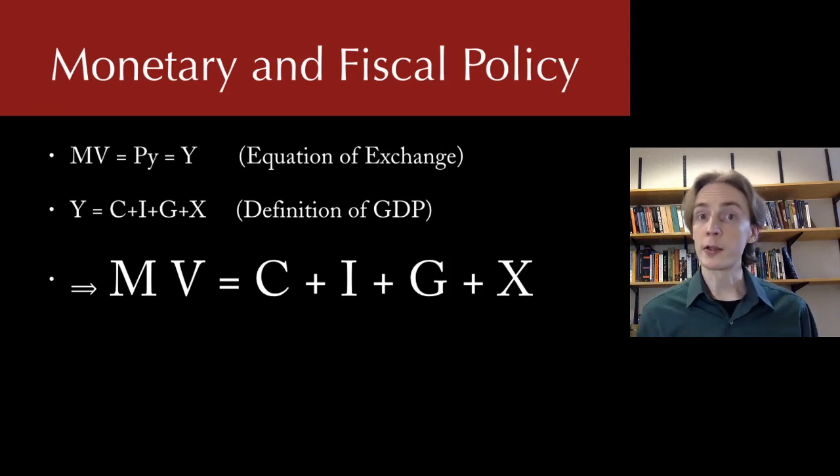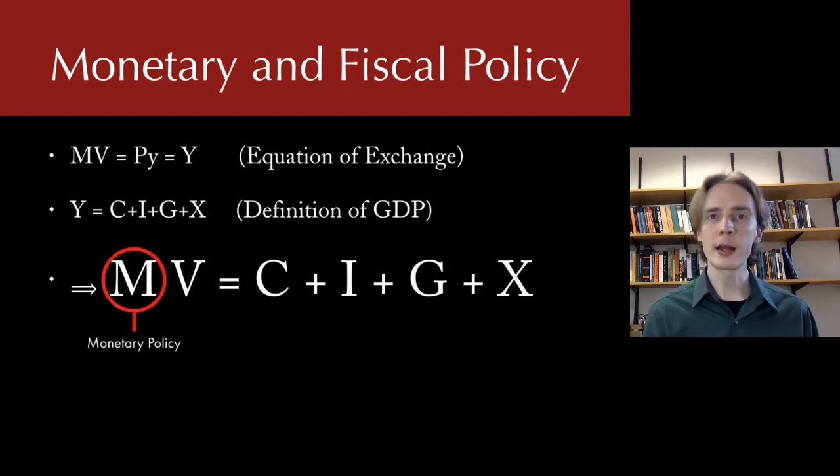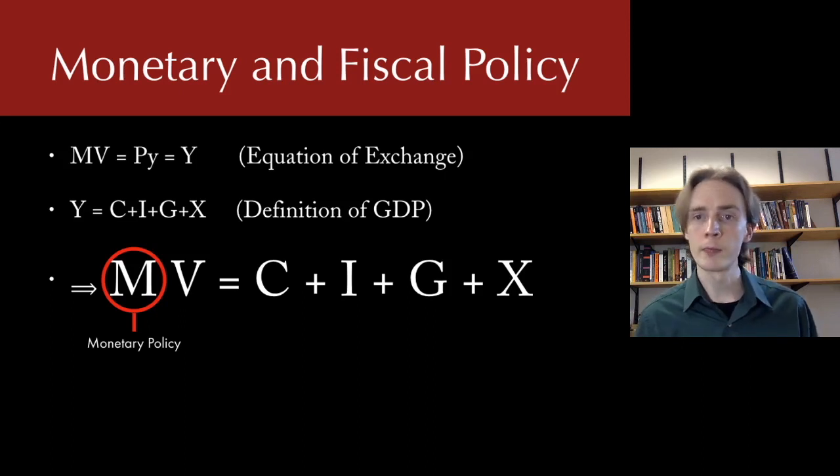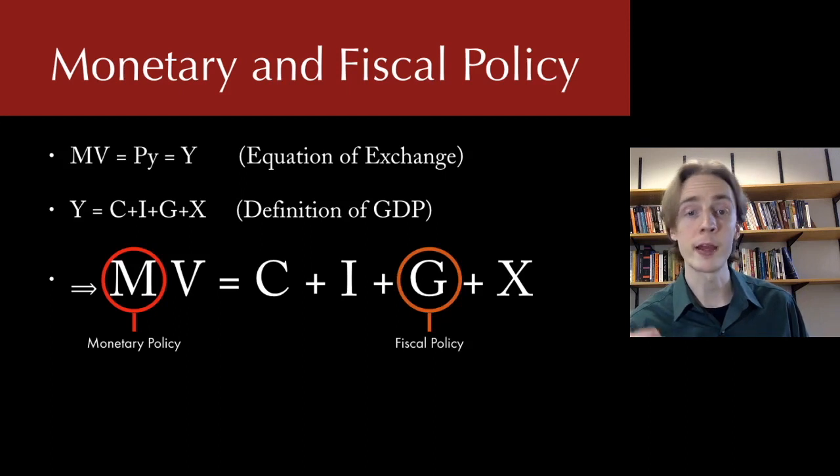So because we write it this way, we can see exactly where monetary policy comes in. That's going to be this M. So monetary policy is going to hit the left side on the M, whereas fiscal policy is going to hit the right side on the G. Right? That's our government spending.